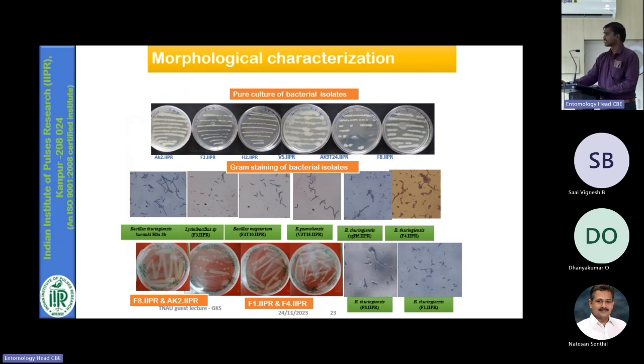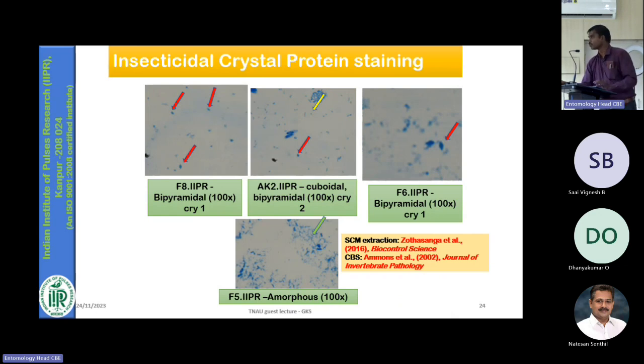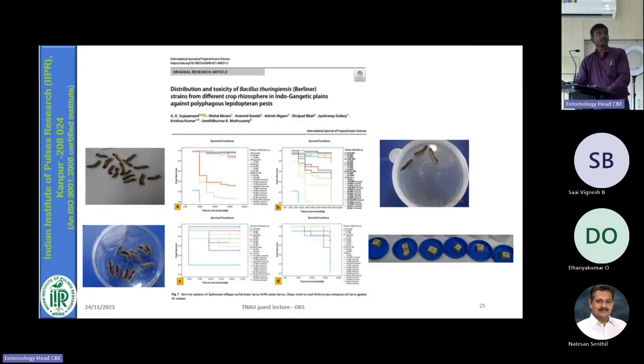We had morphologically screened it, and we had stained it using the Coomassie blue stain, and we had identified the endospore-forming gram-positive bacilli, which is basically the Bt. From this, again, we had conducted many bioassays, and we had found around 12 promising strains. Among the 12, 2 promising strains were effective against 3 polyphagous insects.